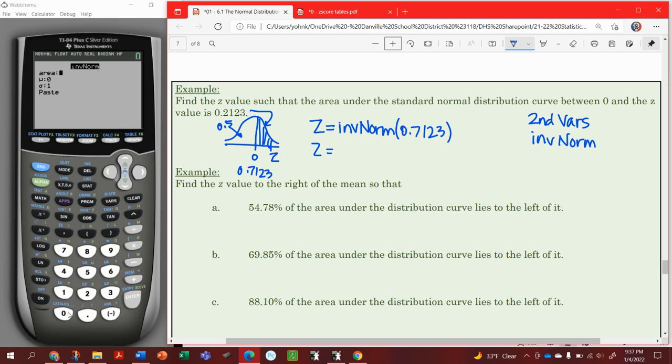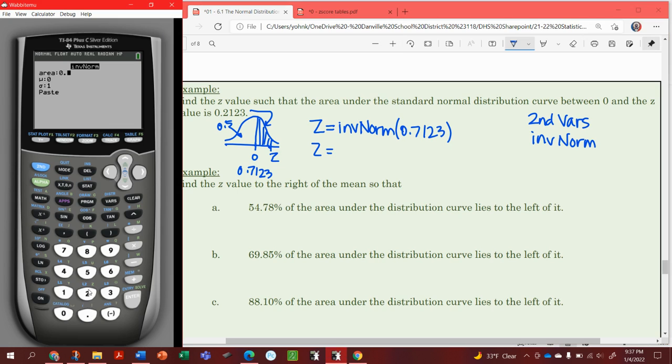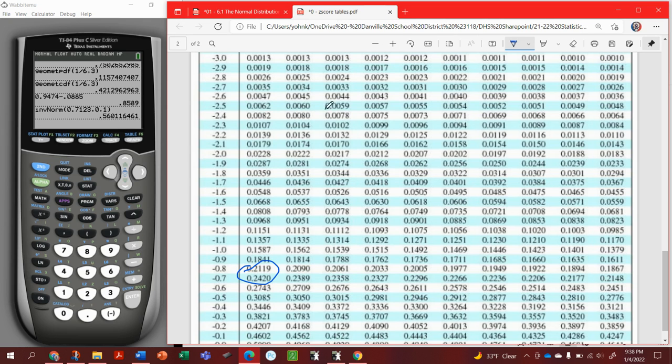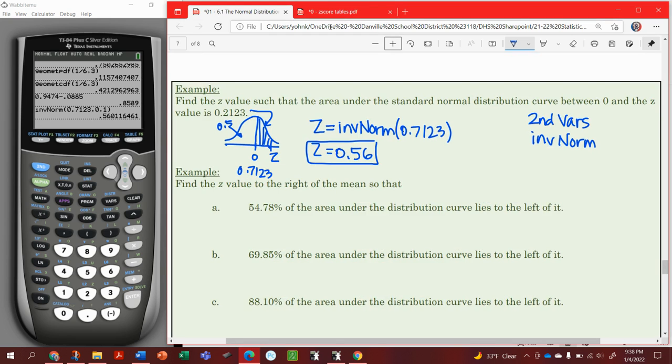So on my calculator, I'm going to type in 0.7123. I'm going to hit enter, and I drew my picture with a mean of 0, and the standard deviation is 1. That's a normal distribution. And I'm going to hit enter, and z-scores have 2 decimals. So I'm going to say 0.56. Now remember how I said we can kind of tell where it is? Take a look at that. 0.56. Oh, well, that's not what we said, is it? 2, 1, 2, 3.